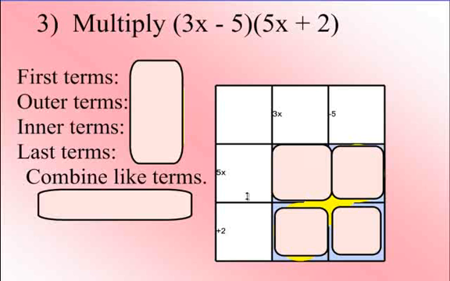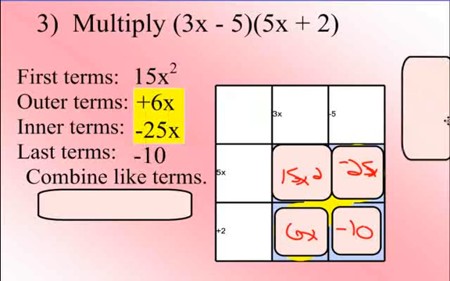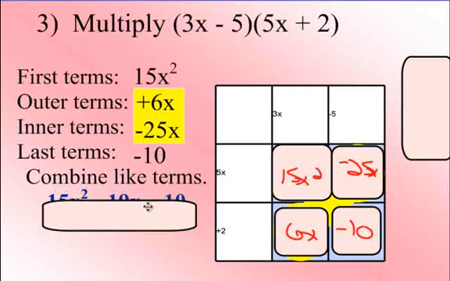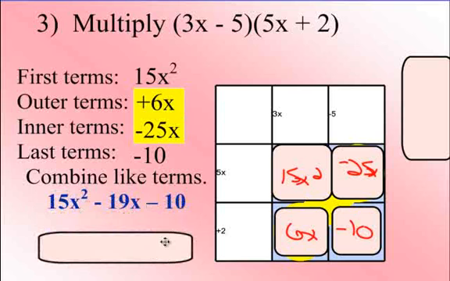3x minus 5, 5x plus 2, whatever you want to do. We got 15x squared, negative 25x. We have 6x, and we have minus 10. So if I just reveal some boxes here, you're going to see we have exactly the same thing. And then if we combine those like terms, we're going to get the answer we just talked about, negative 19x minus 10, with 15x squared up front. So same idea, different organization, not a problem.